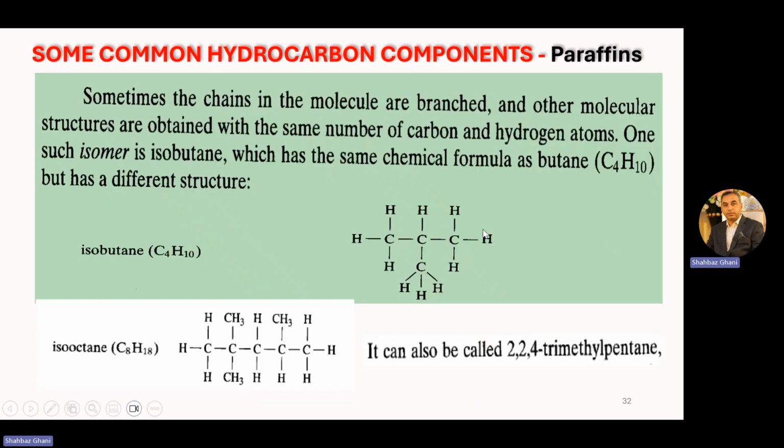Now, in paraffins, sometimes the chain in the molecule is branched, and other molecular structures are obtained with the same number of carbon and hydrogen atoms. One such isomer is isobutane, which has the same chemical formula as butane, C4H10, but has a different structure. So this is the chemical structure. Isooctane we have like this. It can also be called 2,2,4-trimethylpentane.